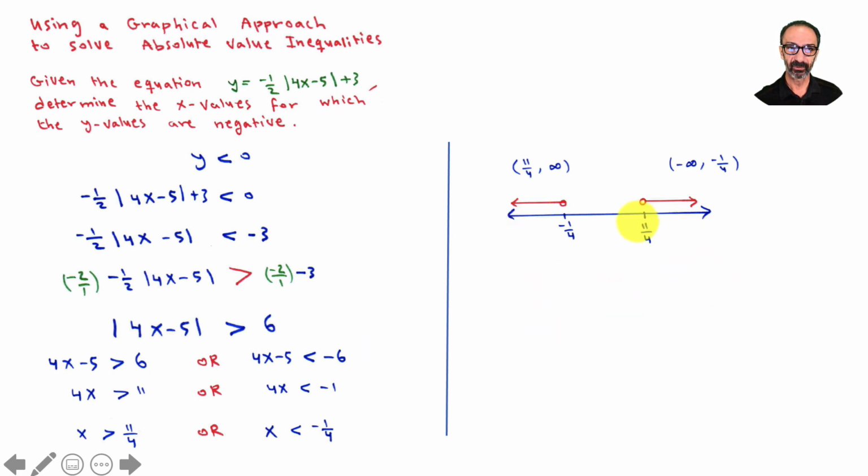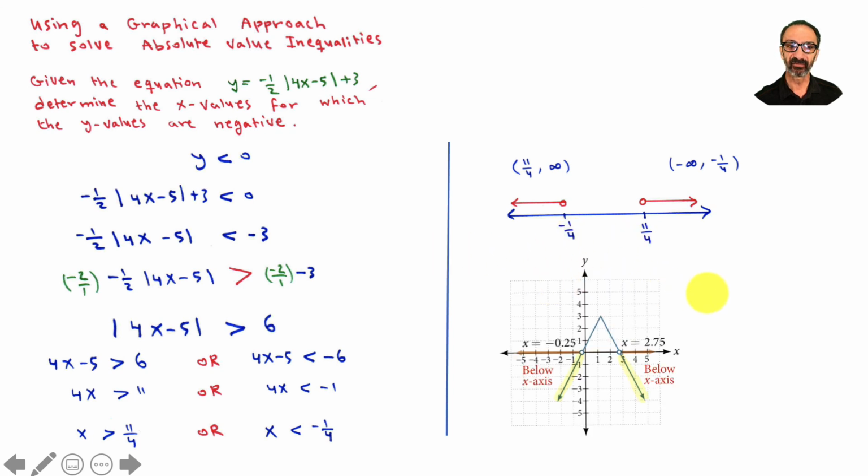Either you are to the right of 11 over 4 or to the left of negative 1 over 4. And there is a graph that supports it all in detail. This is an absolute value, a V shape. Because of the negative, it is flipped upside down and it's shifted up 3 units.